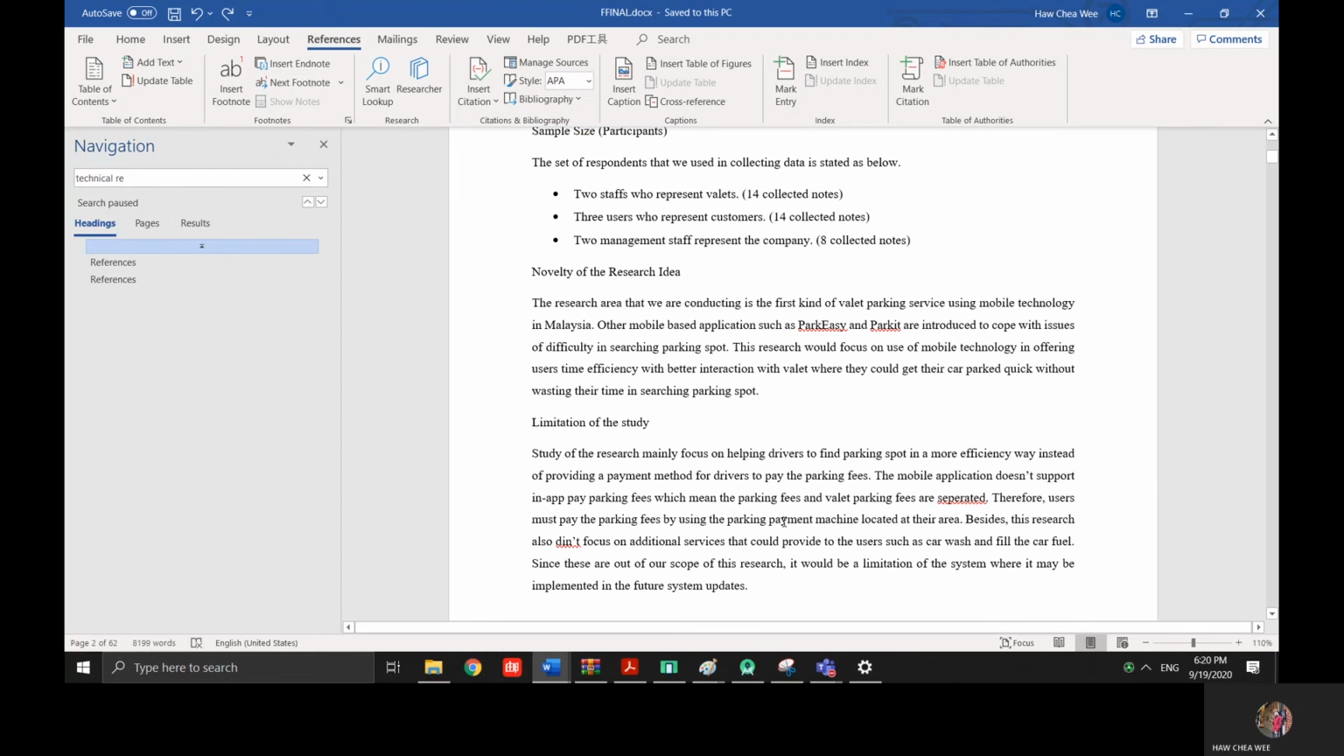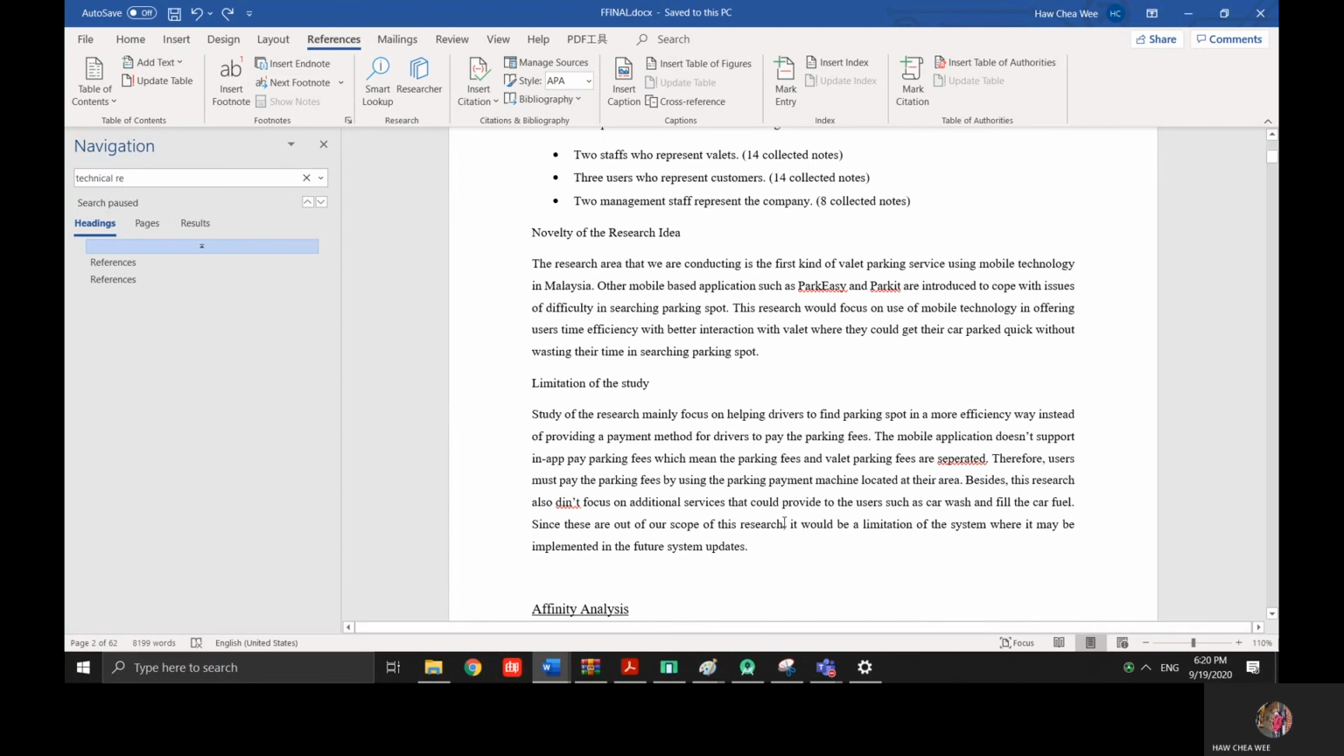So the novelty of the research idea is that currently in Malaysia, we are the first kind of valet parking service that uses mobile technology. The other similar applications having a similar solution, which are Park Easy and also Park It, were also introduced to cope with the issues above. But we are more focused on mobile technology in offering users time efficiency and better interaction with valets, where they could get their car parked quickly without wasting time searching for a parking spot.